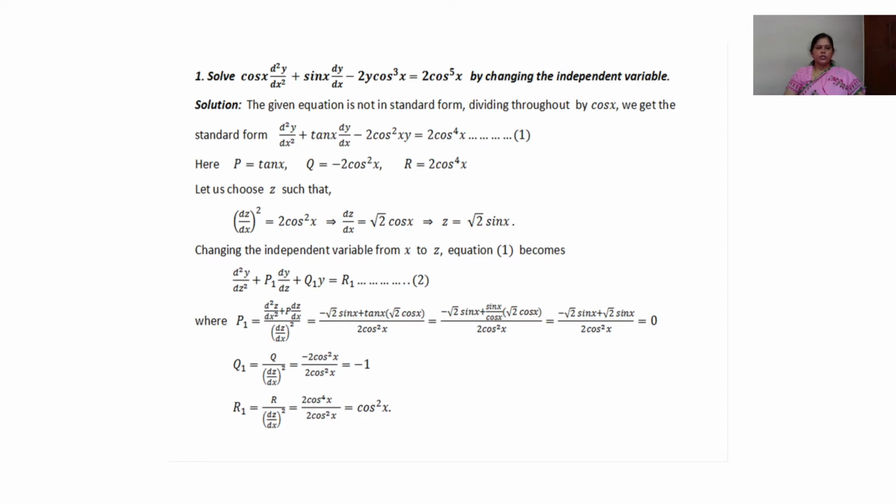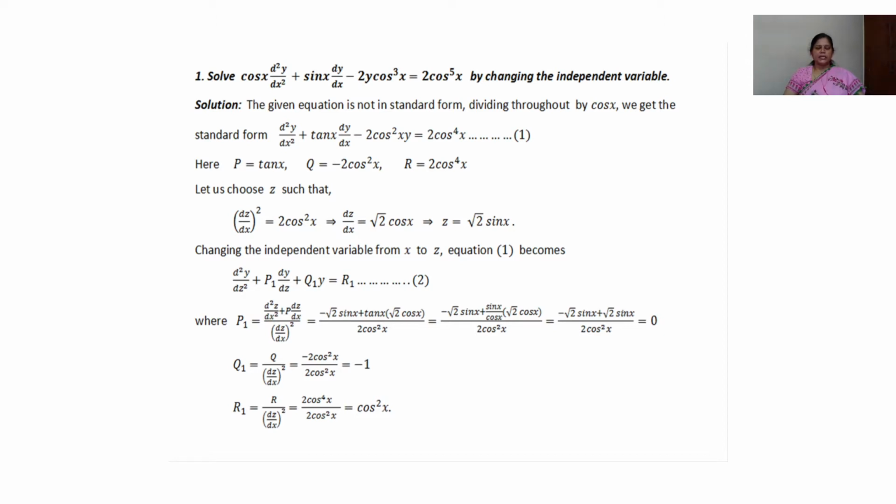Here the given equation is not in the standard form, so we have to divide the equation by cos x, and we will get the standard form. That's why the first term is divided by cos x, and we will get d square y by dx square, plus the second term becomes sin x by cos x.